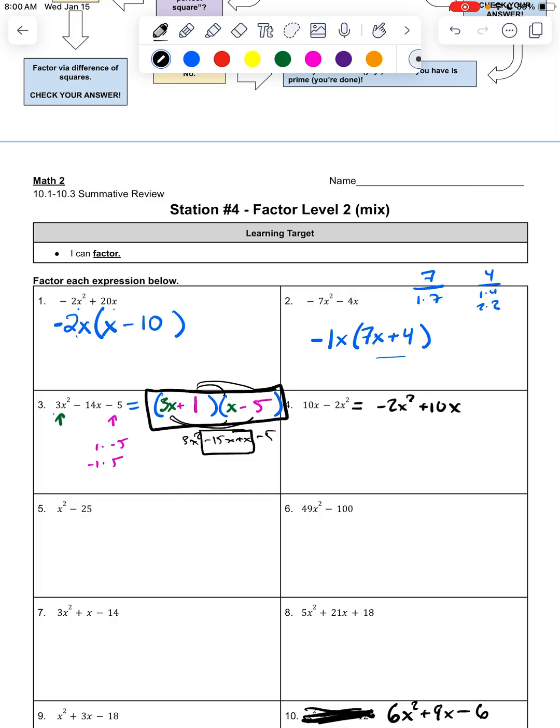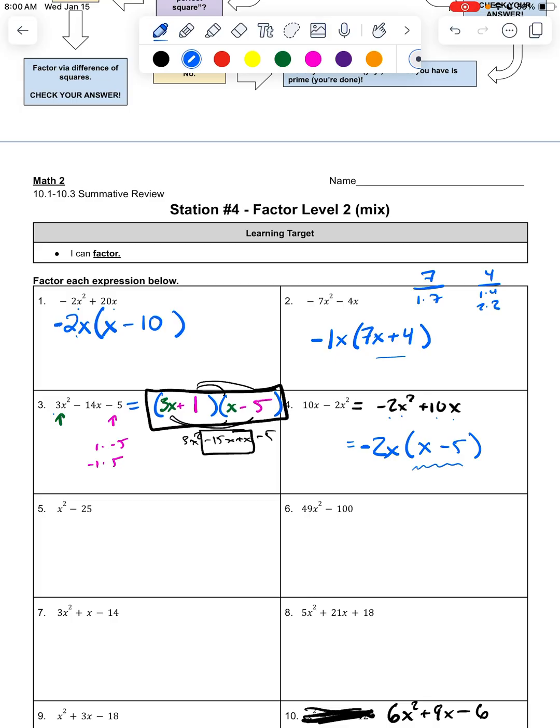Does this have a GCF? Yes. 2 and 10 are both divisible by 2. We have x squared and x. Both of those can be divided by x. And since that first term is negative, let's pull out a negative. What's left behind? 2x times x is 2x squared. And negative 2x times negative 5 gives us positive 10x.